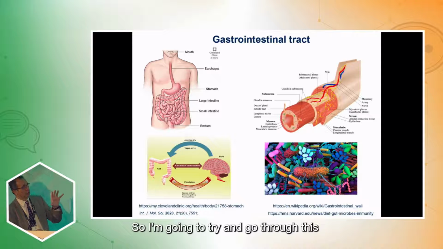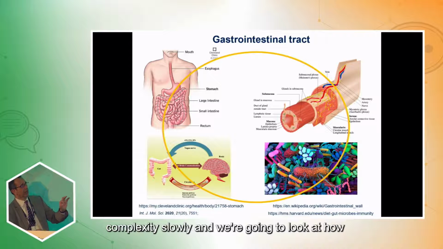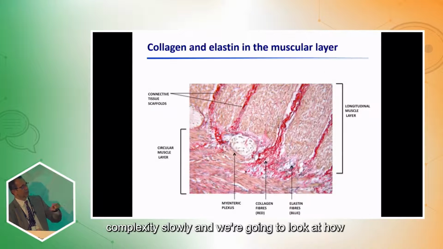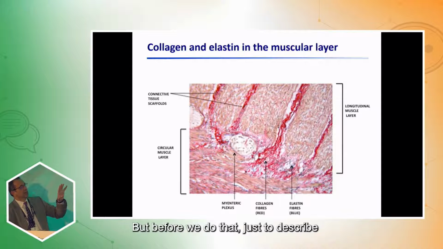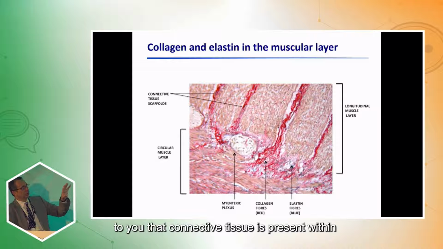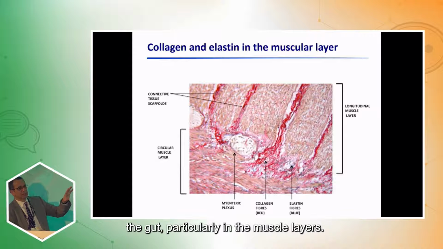So I'm going to try and go through this complexity slowly, and we're going to look at how this system works and where the problems occur. But before we do that, just to describe to you that connective tissue is present within the gut, particularly in the muscle layers.